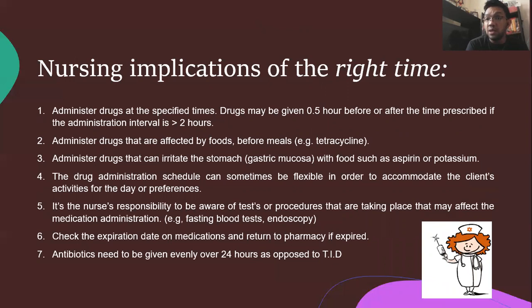Nursing implications of the right time. Number one, administer drugs at specified times. Drugs may be given 0.5 hour before or after the time prescribed if the administration interval is more than 2 hours. So that would be given either 30 minutes before or after the scheduled time, as long as the interval is more than 2 hours. Number two, administer drugs that are affected by foods before meals, such as tetracyclines. So you need to know those types of drugs that you need to give before meals.